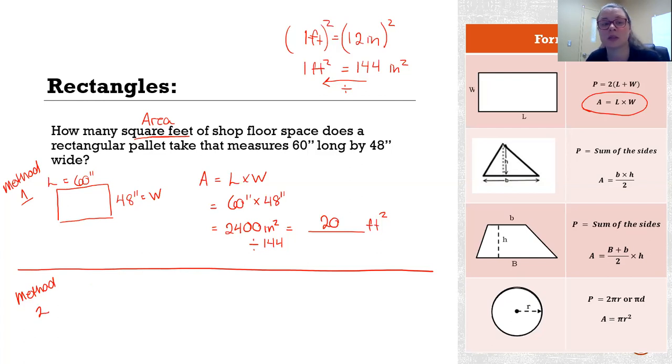Now, the second way to do this is when you're reading the question, if you take note that, oh, it needs to be in feet for my final answer. Let's change all of the measurements to feet at the beginning. So our length is equal to 60 inches. 60 inches, that's not square inches, just inches, so we can divide it by 12 to get 5 feet. Width is 48 inches. Divide that by 12, gives me 4 feet. So our area is equal to 5 feet times 4 feet. Gives me 20 square feet.